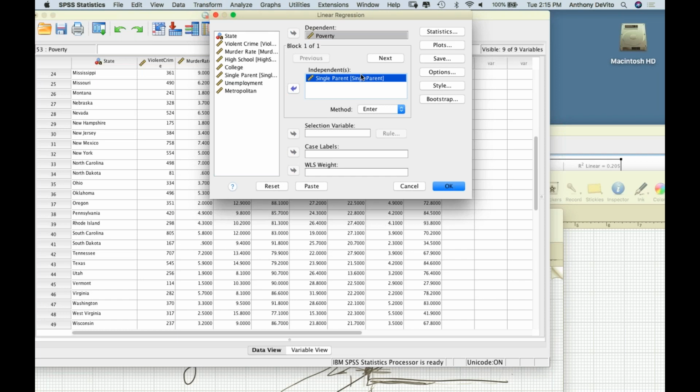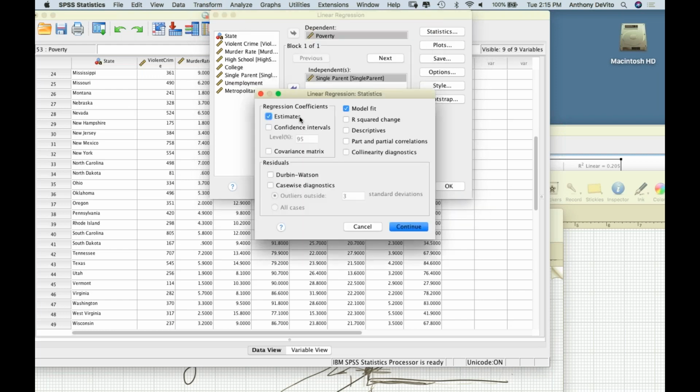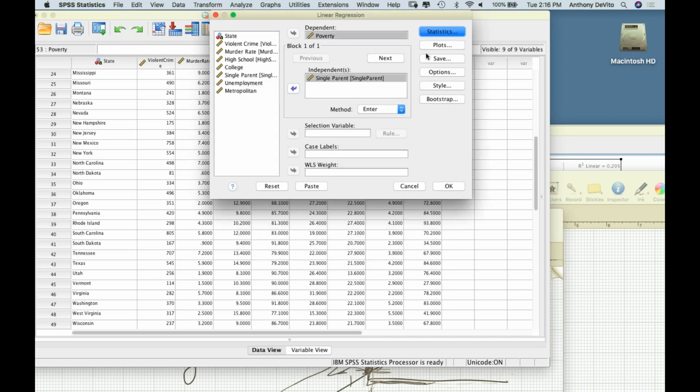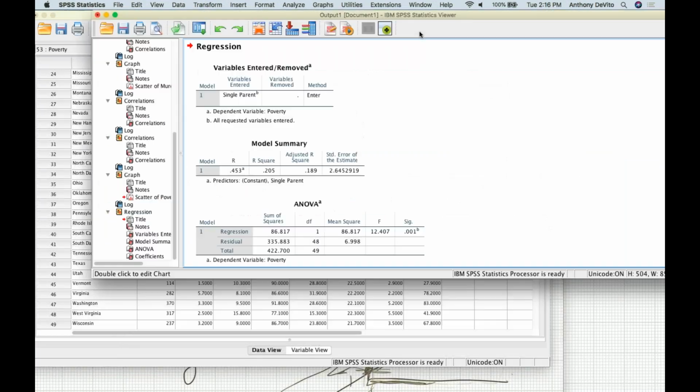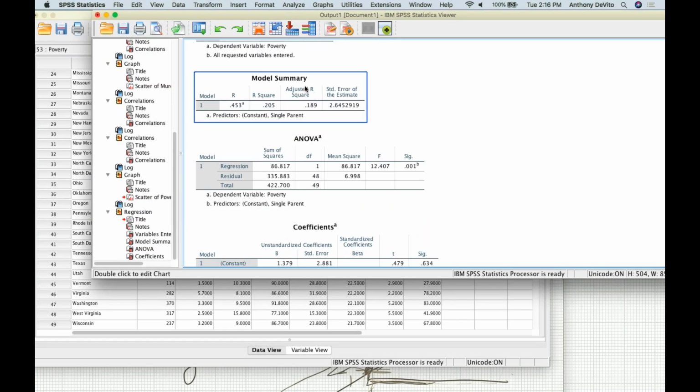Okay. So I'm going to go into statistics. I'm going to click into statistics. And it's already telling me regression coefficients, estimates. I'm just going to leave it at that. I could go into plots to get a scatter plot and so on. But for right now, all I'm interested in is the basic analysis, that estimate. So I'm going to click OK. My output window is going to come up. And the first thing in my output window is a model summary.